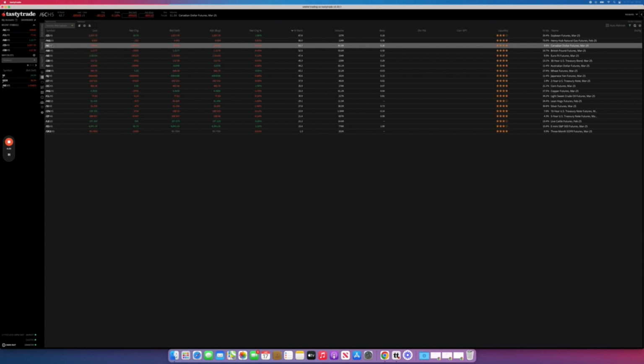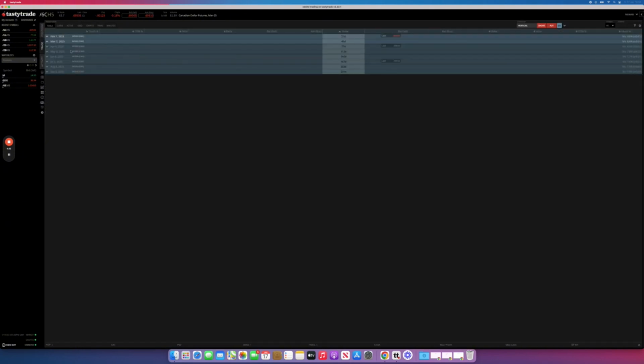So what we want to do is go over to where we can see a list of expiration dates for that underlying, which is the Canadian dollar futures. Now, as we can see here, we've got a list of expiration dates, and you need to keep in mind that there's two expiration dates here. You've got the expiration date of the options contract, and then the futures contract itself also has an expiration date.